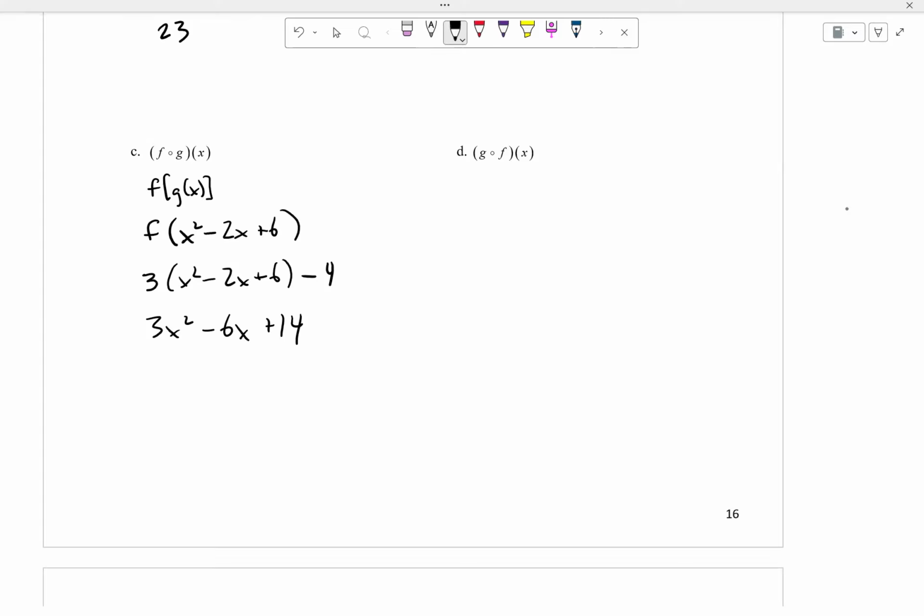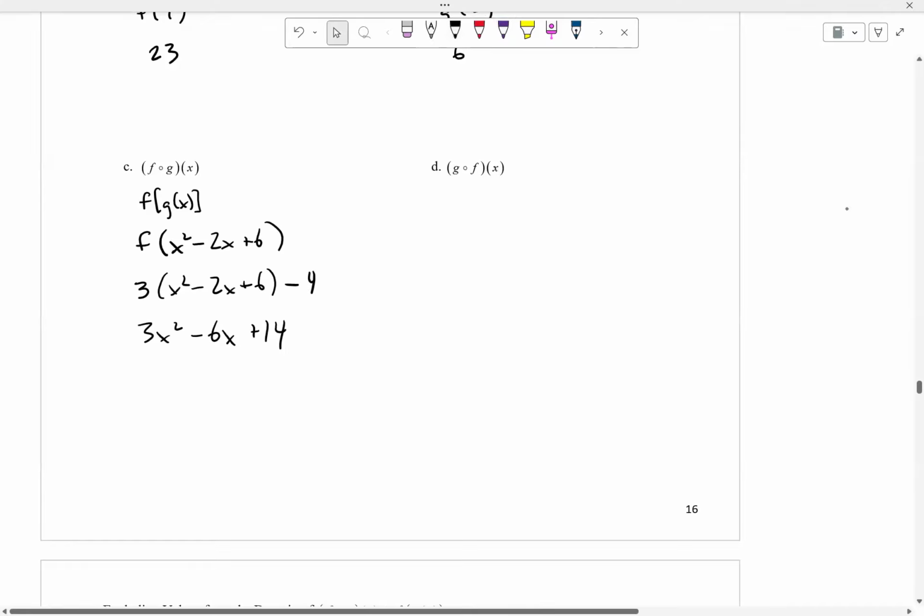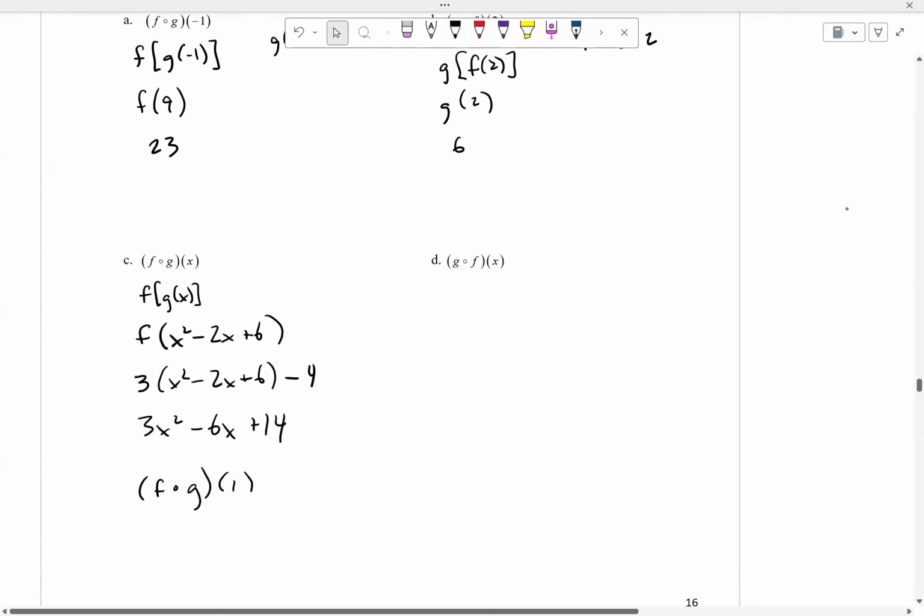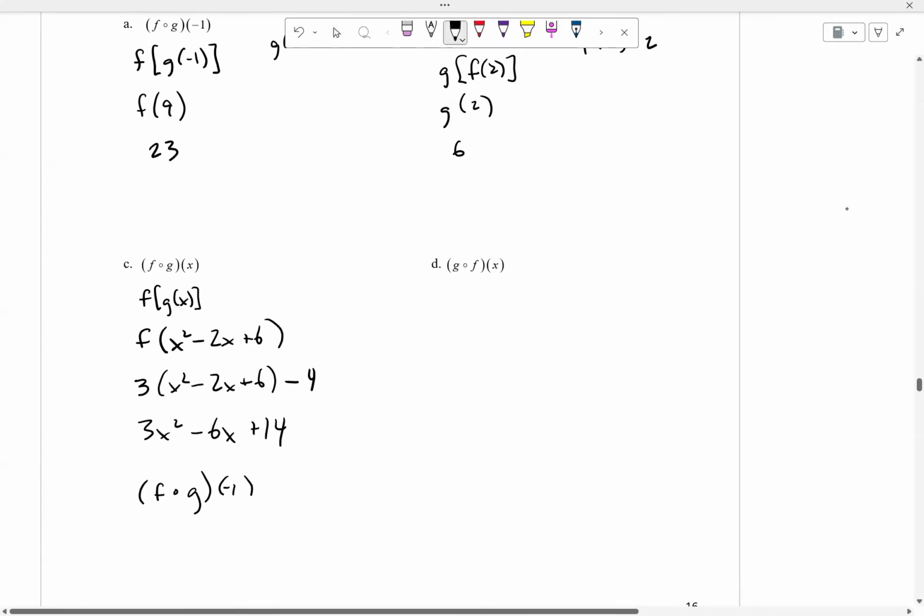How is it logical that we're replacing X with something that has a bunch of X's in it? Right? It's weird. A whole function's going into another function. I know. Yeah, but what if X is 2? Yeah, if we go back, and thank you for asking this, and try the first problem again, what would happen if we just plug in a -1 into this? 3 plus 6, which is 9 plus 14. 9 plus 14 is 23.